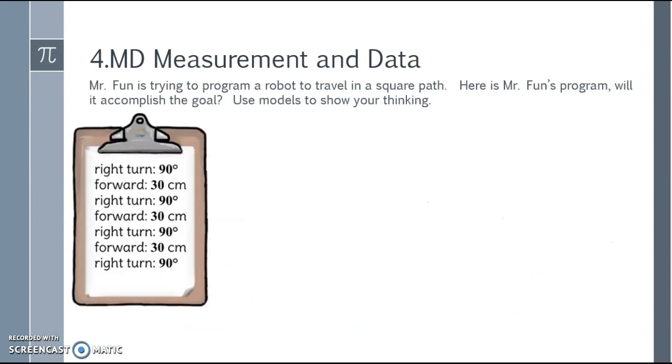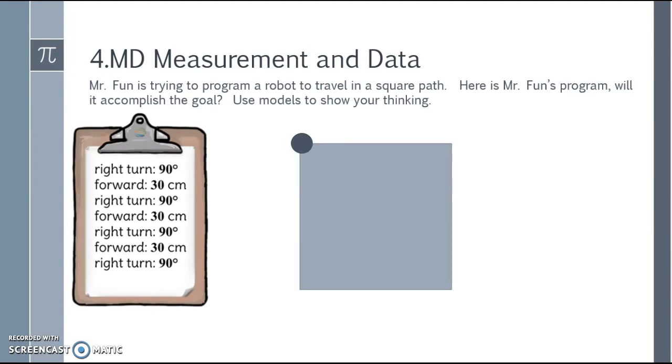He's also trying to program a robot to travel in a square path. Here is the program. Will it accomplish the goal? So we need a starting point, we need to go forward 30 centimeters, take a right 90-degree turn, forward 30 centimeters, right 90-degree turn, forward 30 centimeters, and right 90-degree turn.